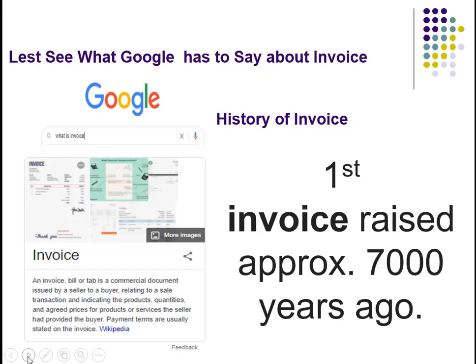Now, what is the history of the invoice? Invoice is one of the oldest documents used in business transactions. As per Google, the first invoice is around 7,000 years ago. But we cannot find the Xerox copy of that for sure.